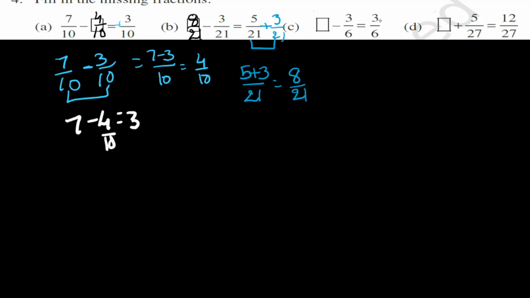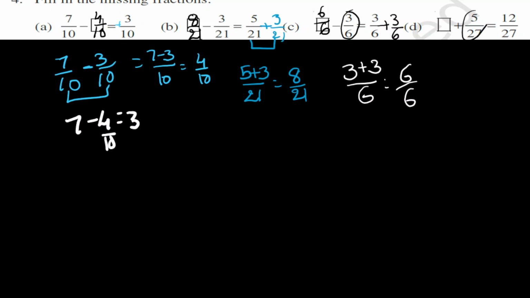And here also, if this 3 by 6 comes this side, it becomes 3 by 6. And these are like fractions. So we can directly add the numerators and retain the common denominator. And this is nothing but 6 by 6. So we can write here 6 by 6. And here also this is nothing but 1.